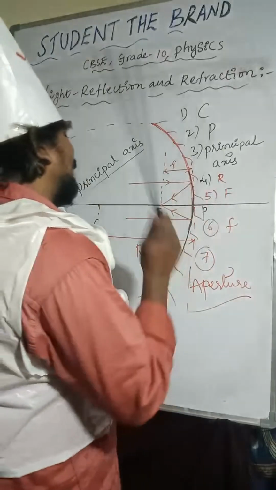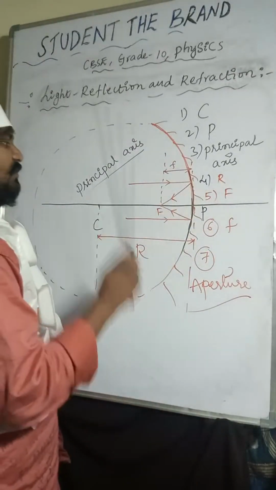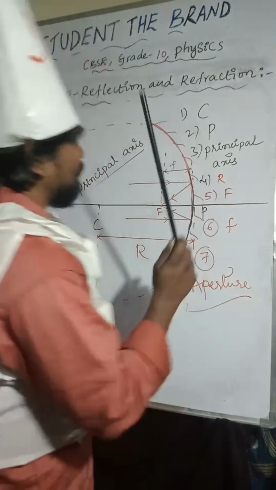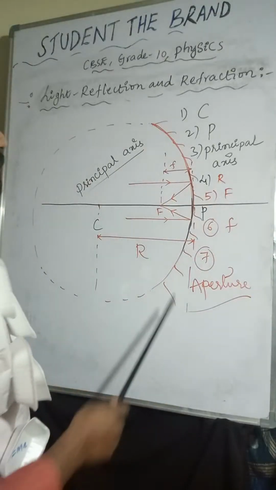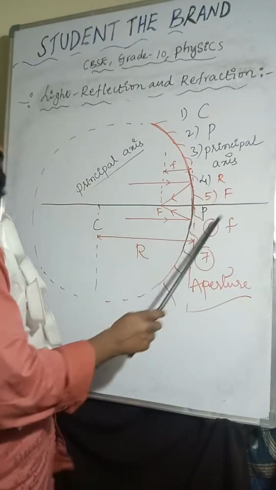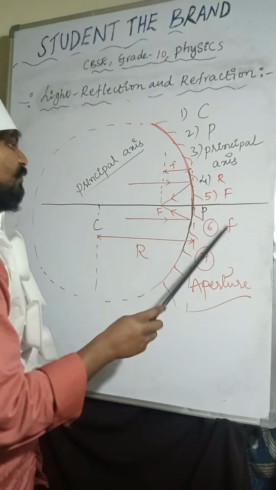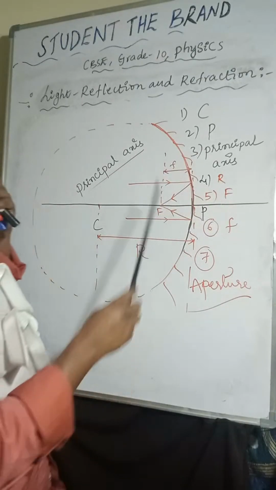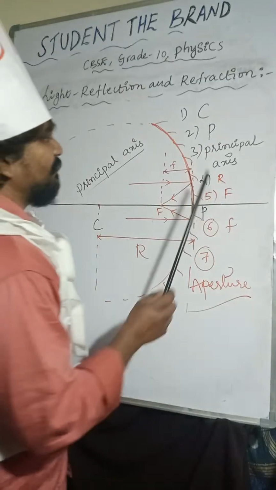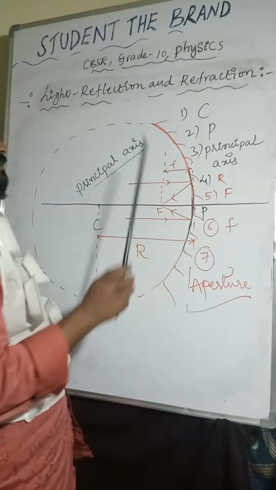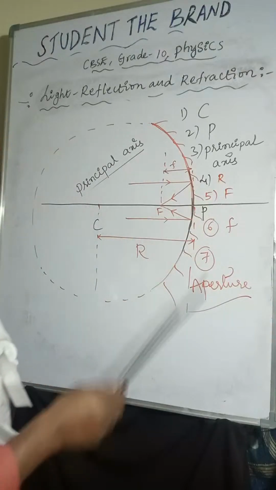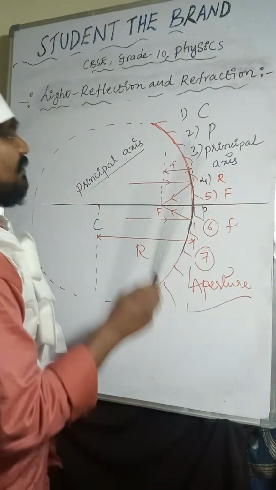The distance between the focus and the pole is called the focal length. Here you need to understand one thing, the difference between focus and focal length. Focus is written with a capital letter, and focal length is written with a small letter.